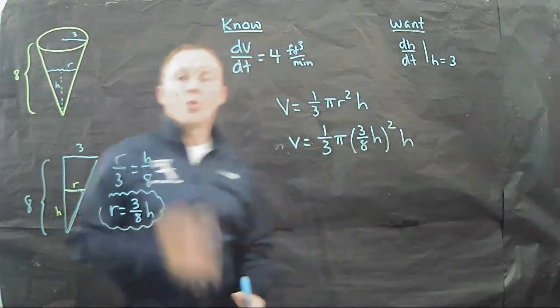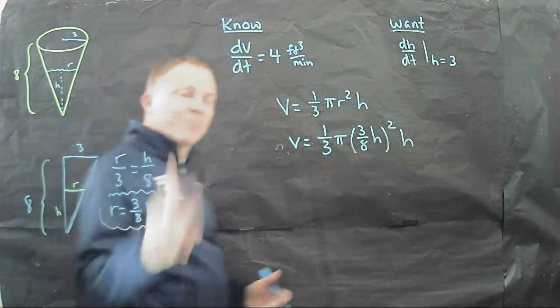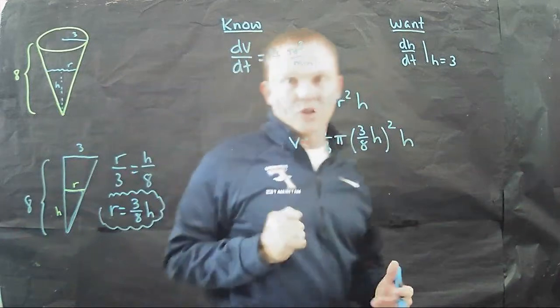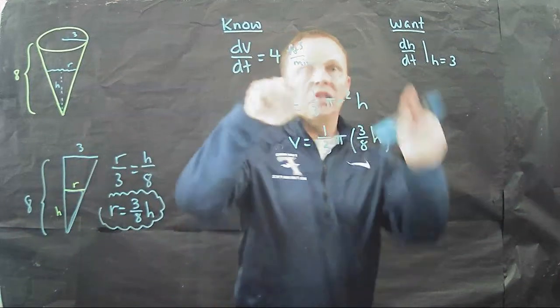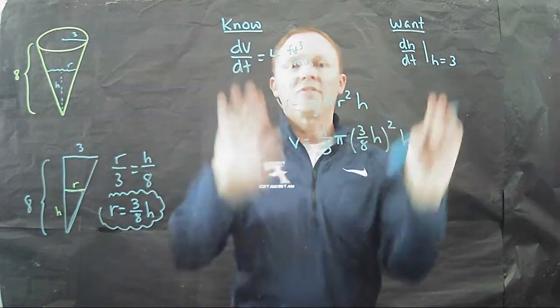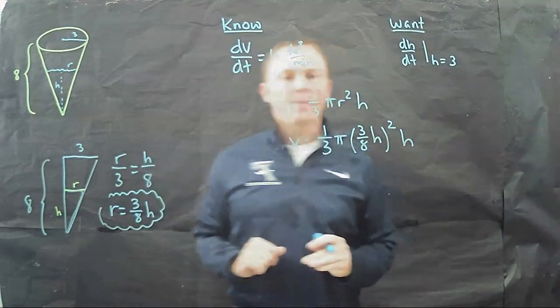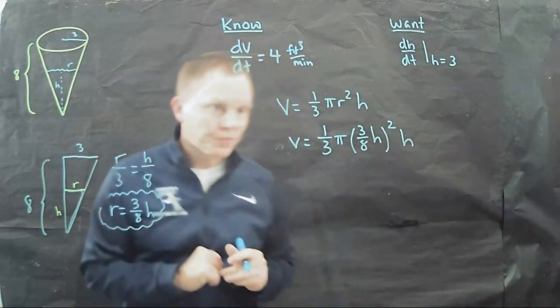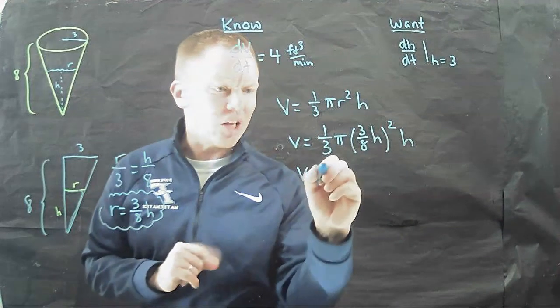Okay, so what did that do for me? That gave me V all in terms of H, which makes this part easier. I don't have to deal with anything with R in it. Okay, so now I'm going to clean this up slightly.